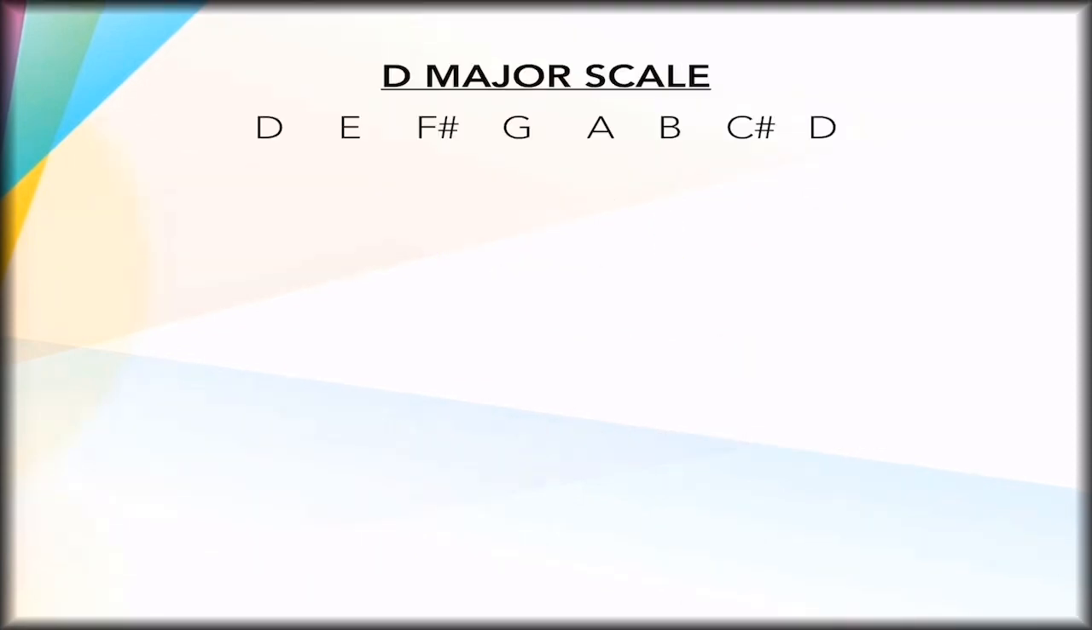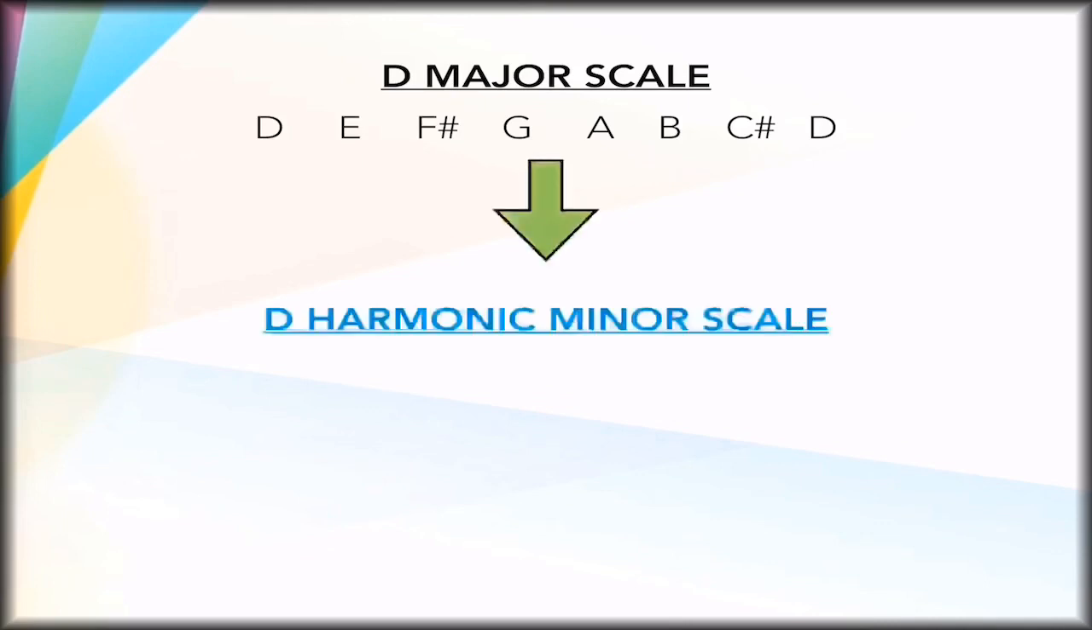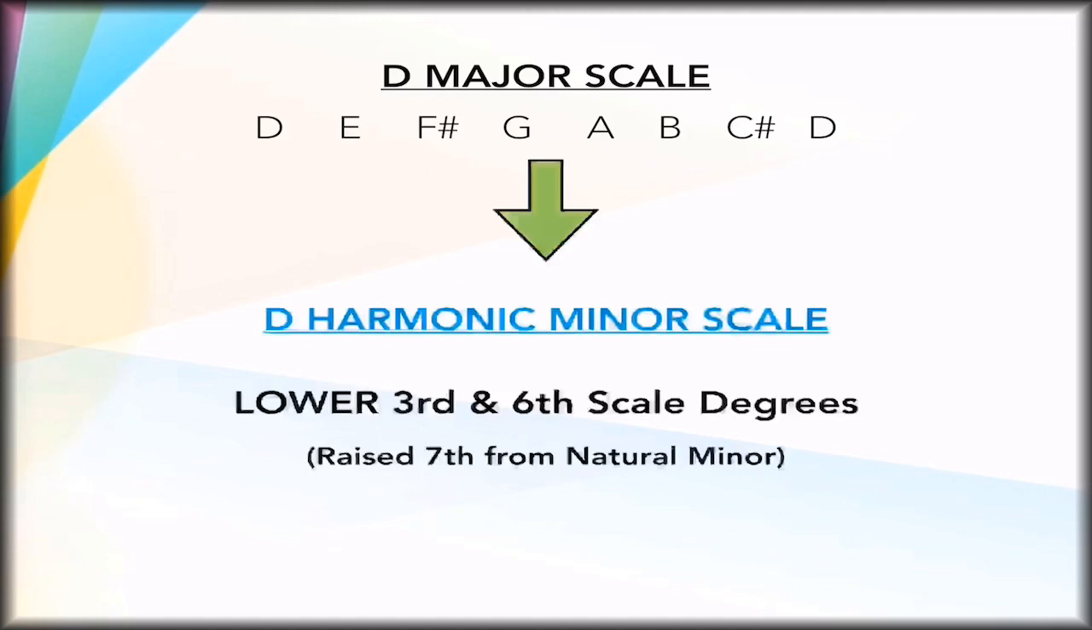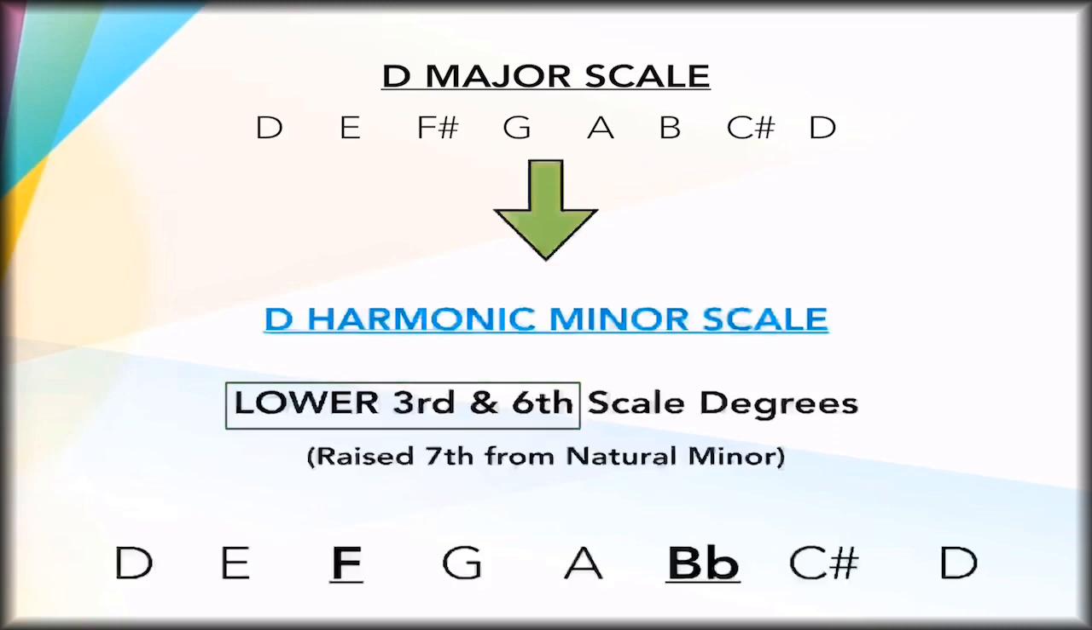Now let's change the D major scale into a D harmonic minor scale. To do so, we're going to also lower some scale degrees, but this time only the 3rd and 6th scale degrees. If you compare it to the natural minor we just reviewed, the 7th is raised in comparison to the natural minor. We're only going to lower the 3rd and 6th scale degrees.